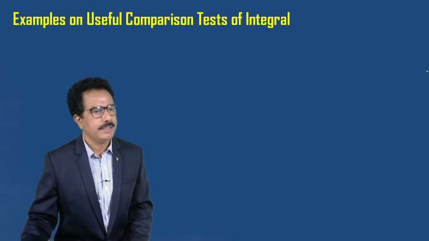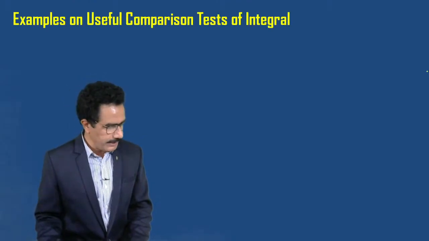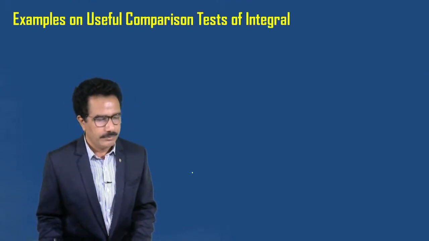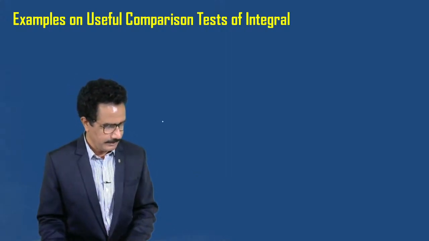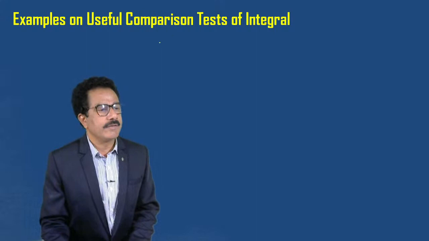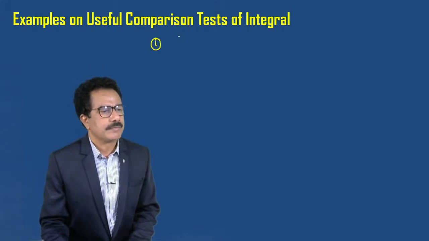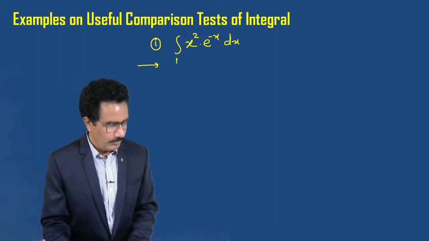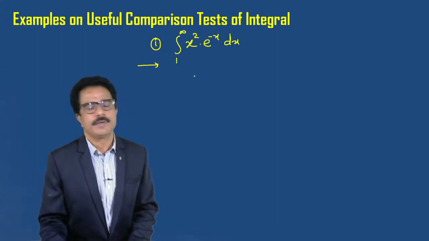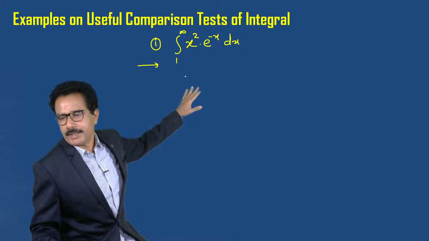Okay. Now next, we shall discuss the next example. That example is, one minute, the integral of x square into e raised to minus x dx, an integral from 1 to infinity. See, this is actually an improper integral.